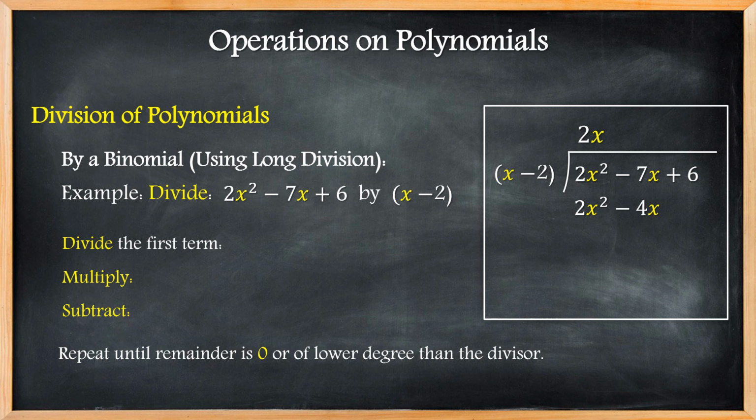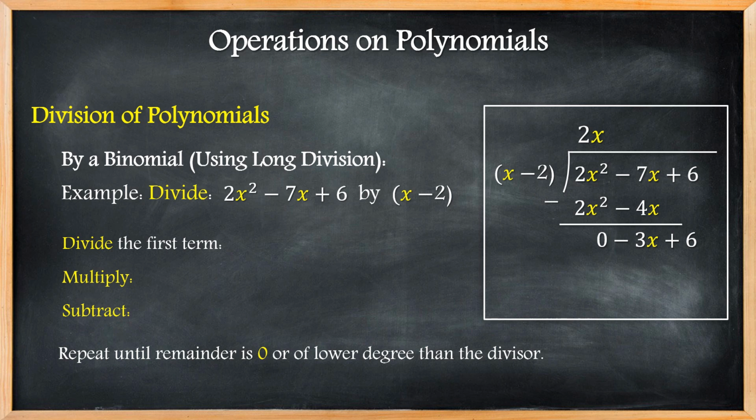Step 3. Subtract. We subtract 2x squared minus 4x from the original polynomial, 2x squared minus 7x plus 6. 2x squared minus 2x squared cancels out to 0. Negative 7x minus negative 4x gives negative 3x. 6 minus 0 gives 6. So after subtraction, we have negative 3x plus 6.